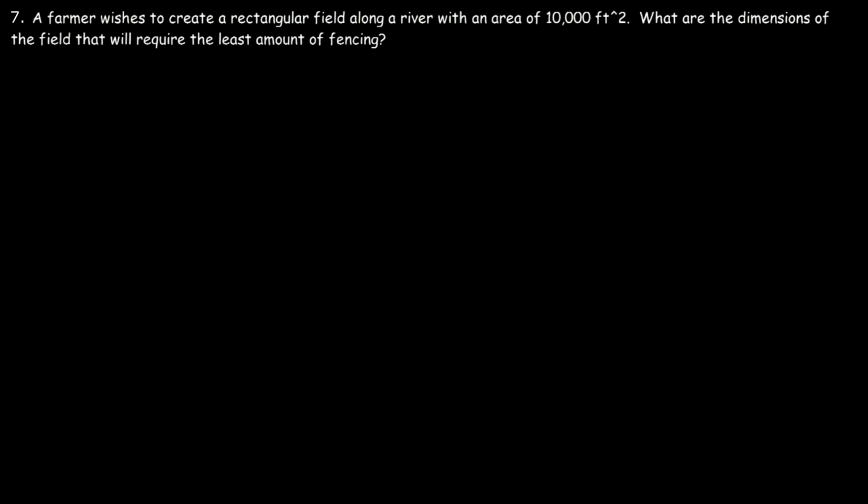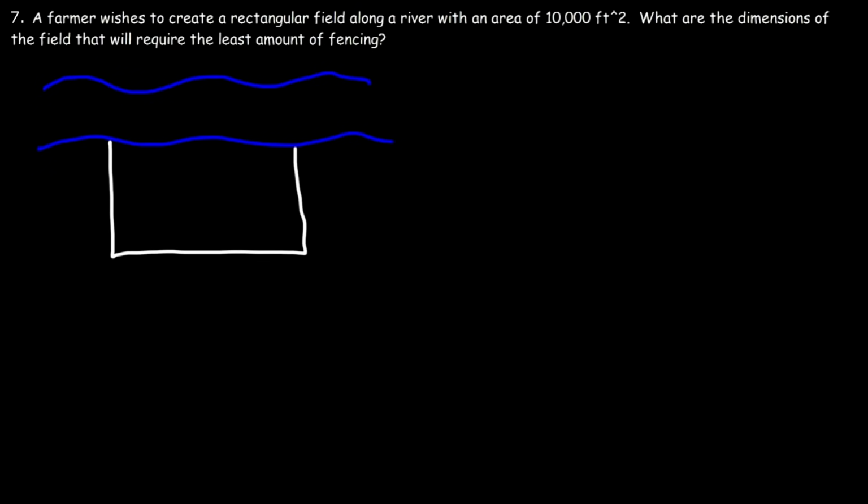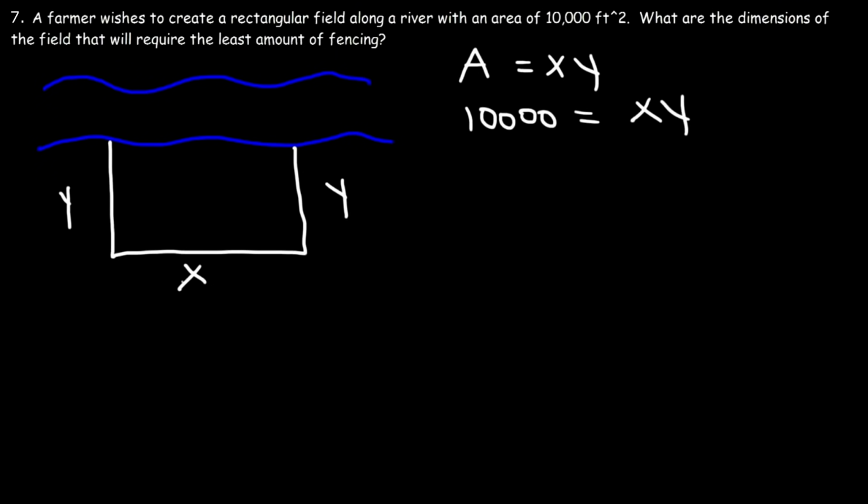So let's begin by drawing the river. And we have the same type of picture. So we're going to call this x and y. And you could try this problem if you want to as well. So this time the area is the constraint. So we know the area is x times y, and the area is 10,000 square feet. Now the perimeter is the stuff that we're trying to minimize because we want the least amount of fencing, and so that's going to be x plus 2y.